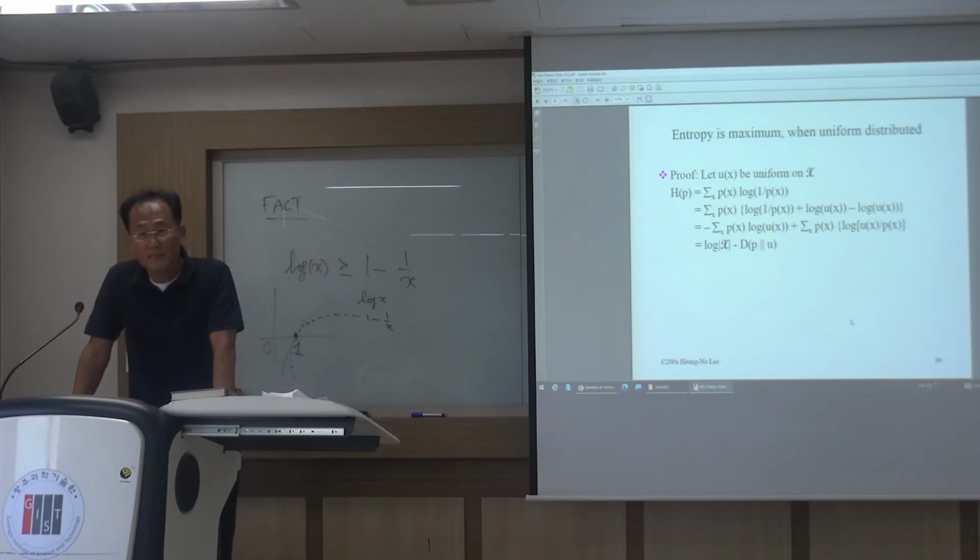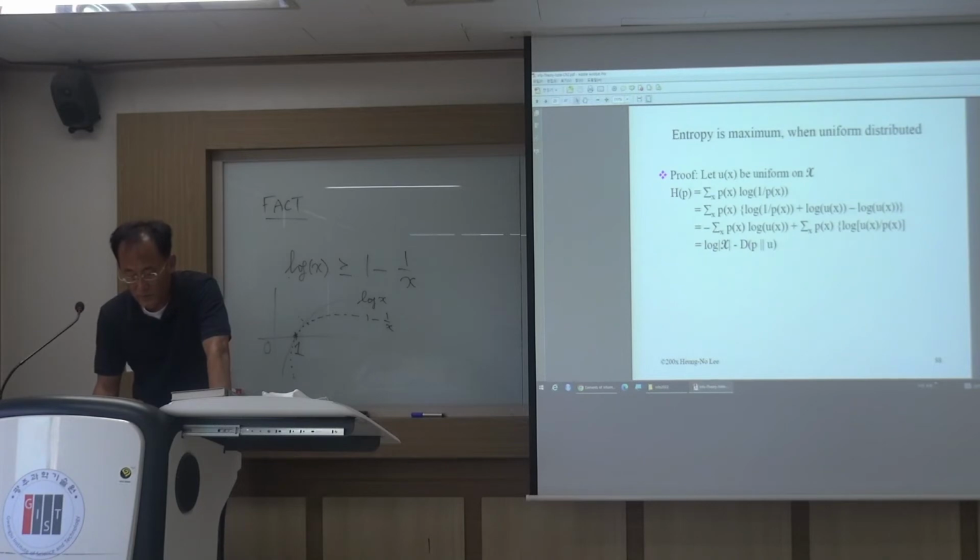And now using this proof, we can make a powerful statement like this. Entropy is maximum when uniformly distributed. So let u_X be the uniform distribution on the alphabet, okay? And H(X), where the distribution is p, is equal to H(p), which is the summation of p log 1 over p, okay? And then we artificially include u, so add log u and subtract log u. If you add these two, it is 0, so I can do that without changing the equality.